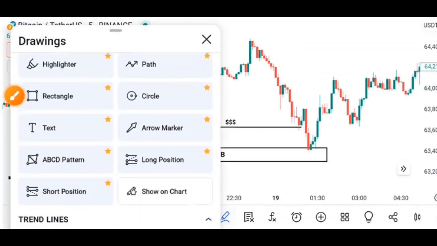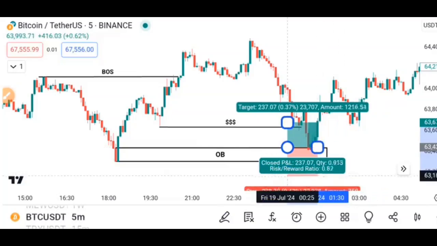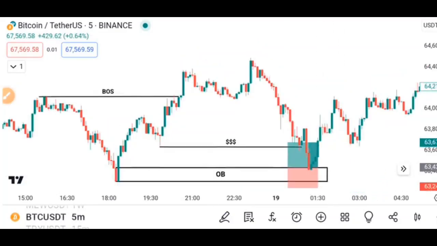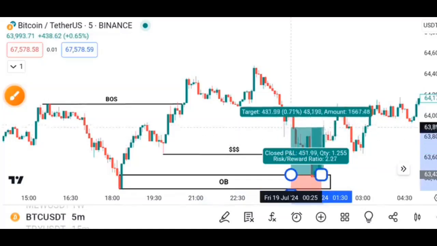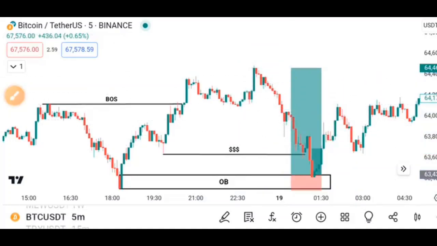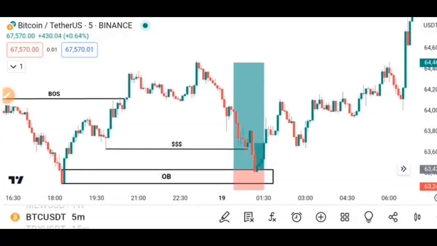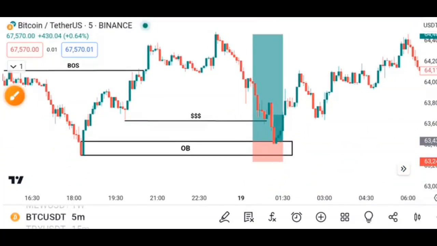Then you place your long position tool on your charts, just at the top of the order block, at the beginning of the order block. Then stop loss just slightly below the order block. Then target, where should your target be? Now your target should be at this extreme, so target now at this extreme high. This is like you are risking, this is like a 1 to 5 risk to reward ratio. 1 to 5 risk to reward ratio on a BTC trade.